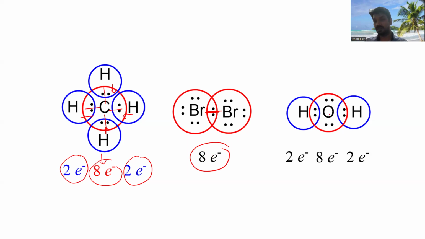Similarly, oxygen has 6 electrons in the outermost valence shell. So it gains 1 electron from each hydrogen and forms a single covalent bond with each of the hydrogens, resulting in the formation of a complete octet. So these are a few examples where the octet rule is followed. Okay.